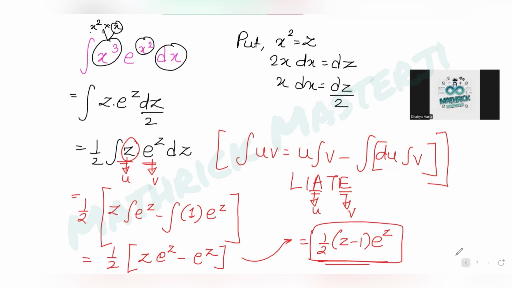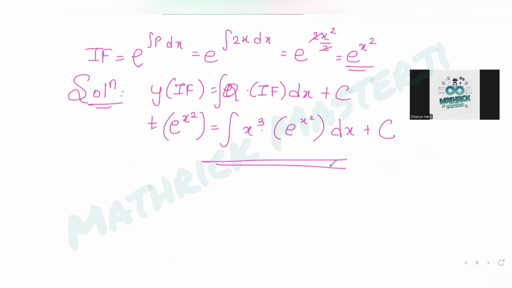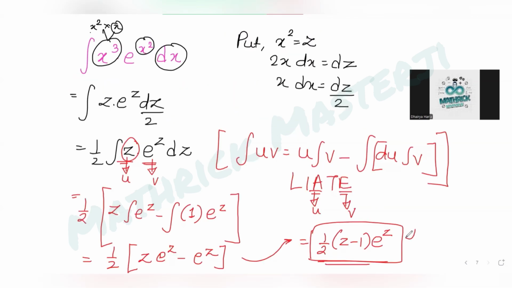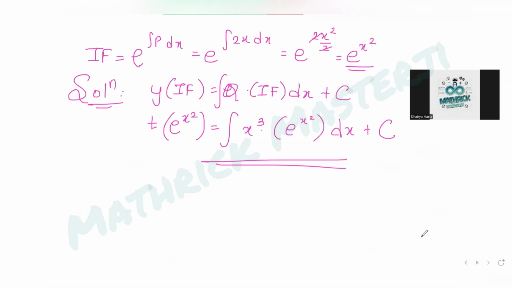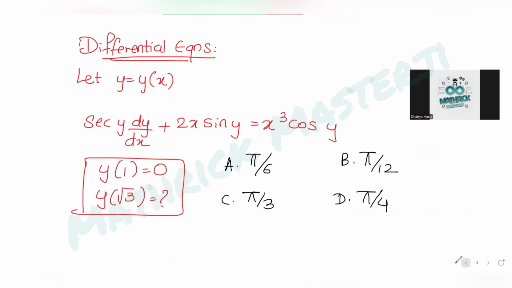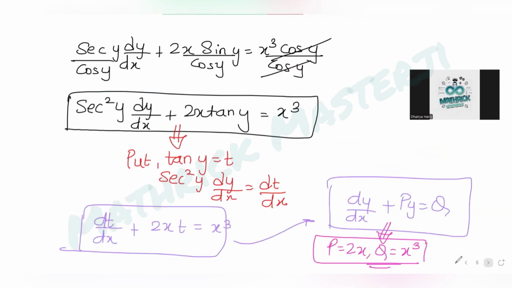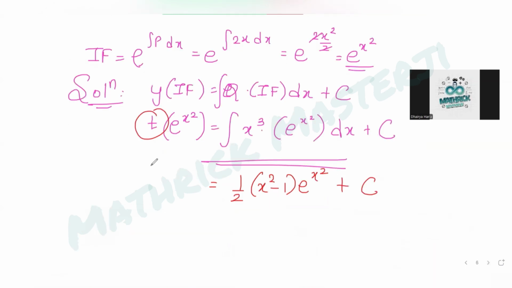Now, once I have that with me, if I put it in the solution here, I'll resubstitute first z. So I get from here half z is x square minus 1 and e raised to x square. So here I get half x square minus 1 e raised to x square plus c. Then t, I resubstitute here, let's say. So I substituted y or tan y as t. So if I resubstitute, I can just write t as tan y.